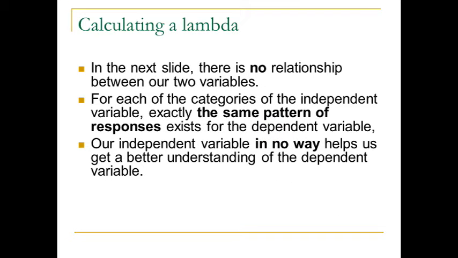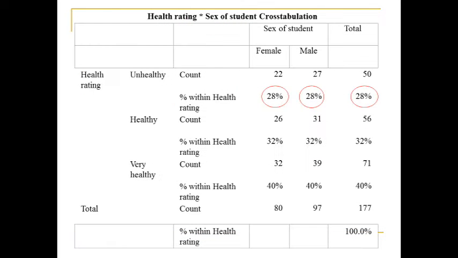For each category of the independent variable, you would get the same pattern of response that exists for the dependent variable. In other words, what would our distribution look like if our independent variable in no way helps us get a better understanding of our dependent variable? The way we do this is through percentages. So we look at what the percentage is on every single count, and we then multiply that percentage by the number of observations we have, so by 97 men or 80 women, and then we put the raw number in its place in that crosstab space.